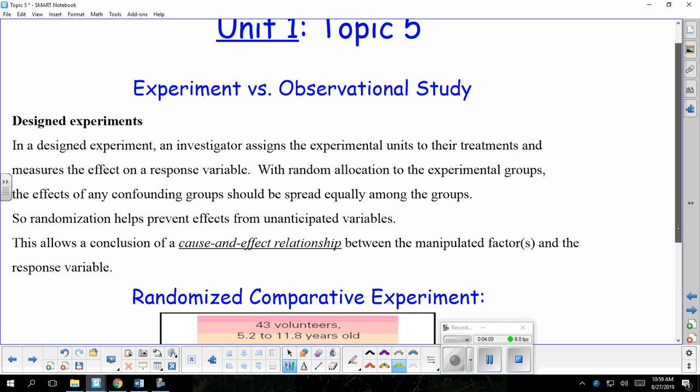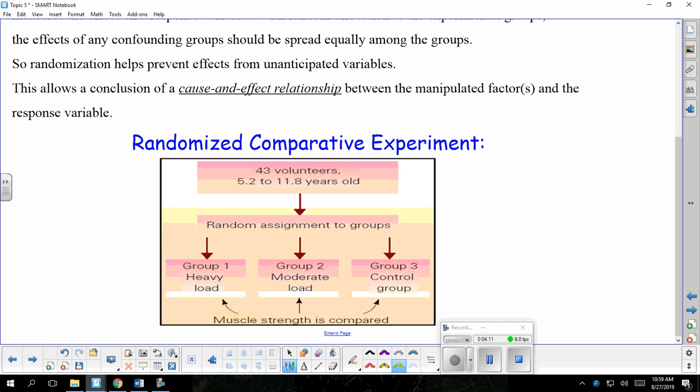Oftentimes, we are going to want to do an experimental diagram. So here's an example of one. Muscle strength compared. We have 43 volunteers. We randomly assign them into 3 weightlifting groups: heavy load, moderate load, and control group. And then the muscle strength is compared. Right? The key is we need to make specific notation as to where the random assignment occurs.